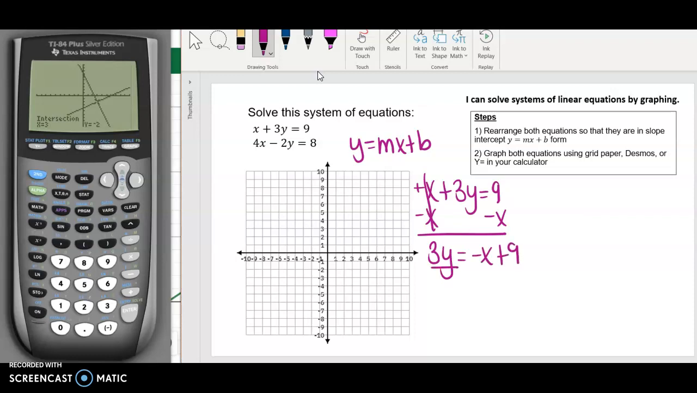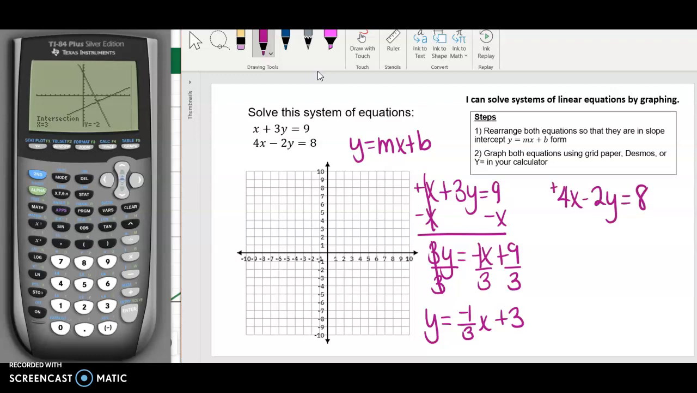And now I need to divide every term by 3 to get y by itself. So I have y equals negative x over 3. Remember that negative x is a negative 1, right? So that's going to be negative 1/3 x. And then I have plus 9 over 3, which means negative 1/3 x plus 3. That's my first equation. So now the second equation, 4x minus 2y equals 8.